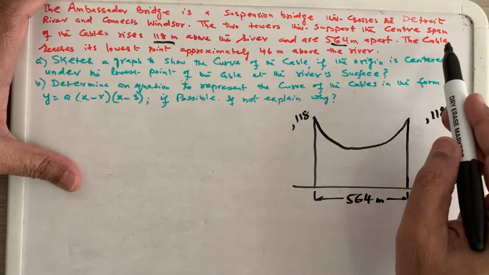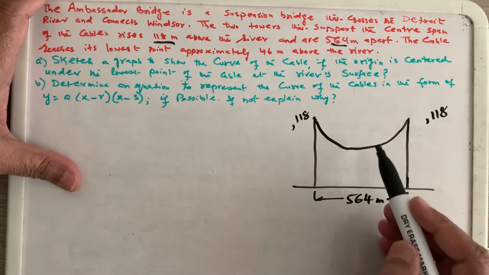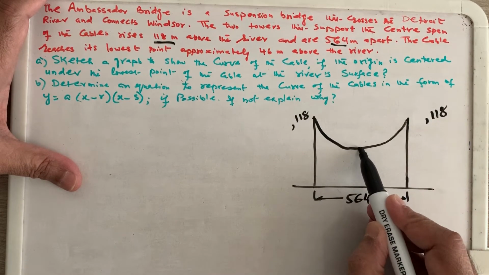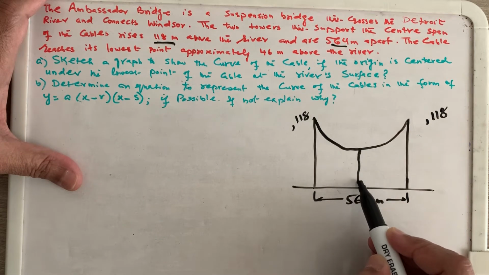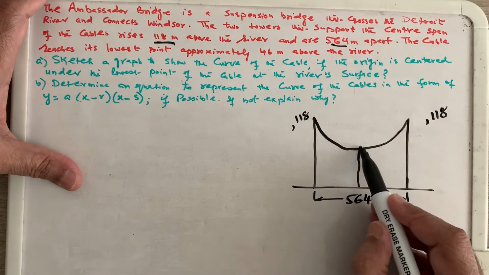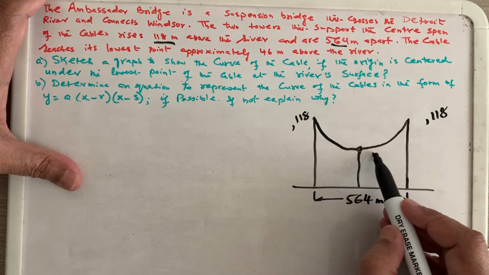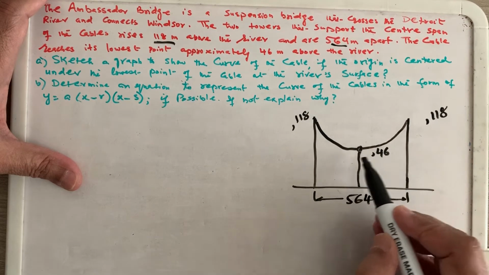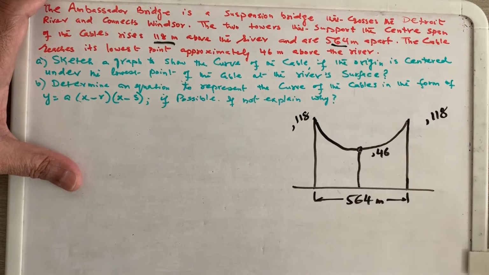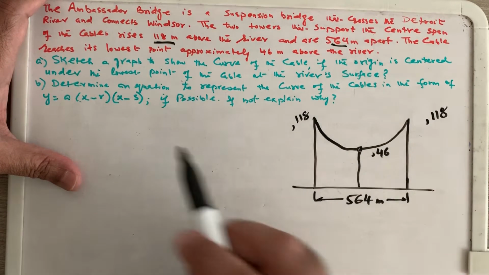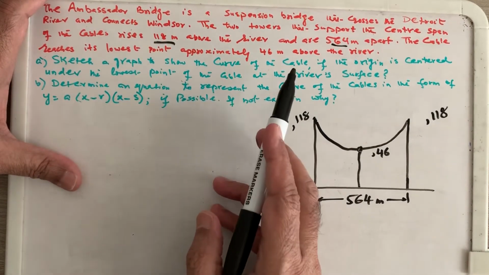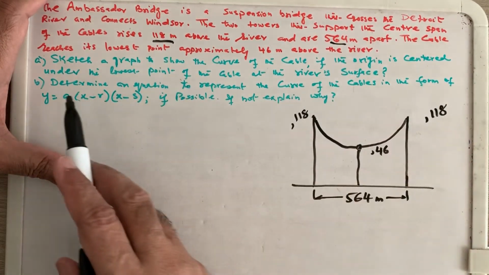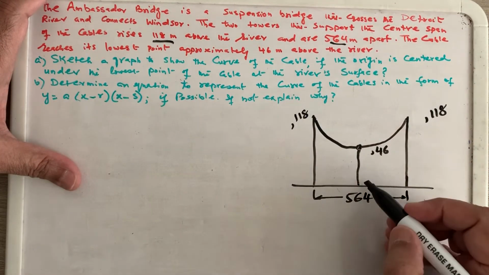The interesting thing is the cable reaches its lowest point. This is important: approximately 46 meters above the river. That means if this is the river, then it is 46 meters above the river. So its y coordinate is 46. We have to figure out what the x coordinate is in each case. So now sketch the graph to show the curve of the cable if the origin is centered under the lowest point. This is important actually.